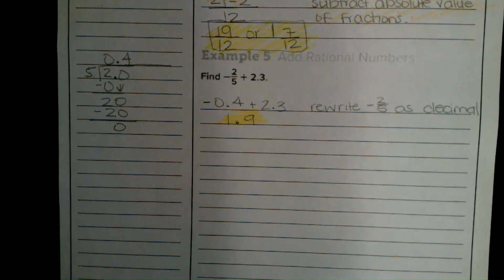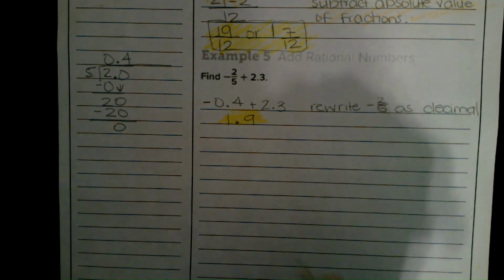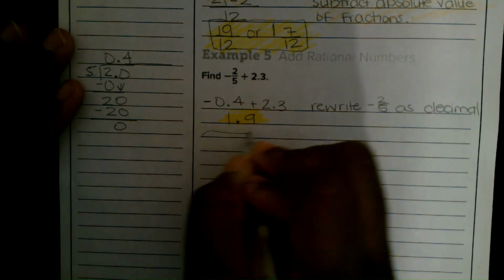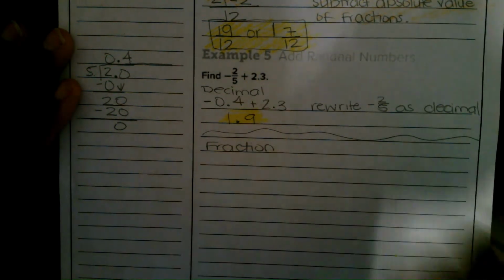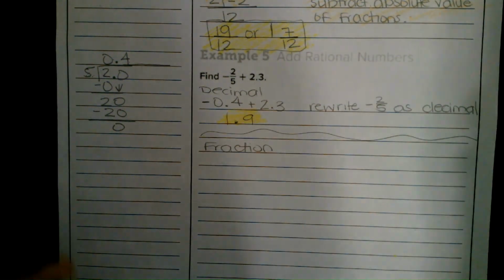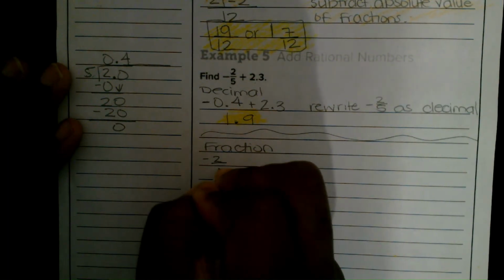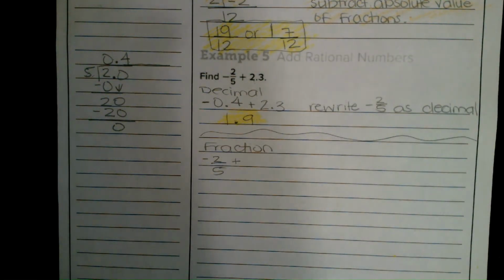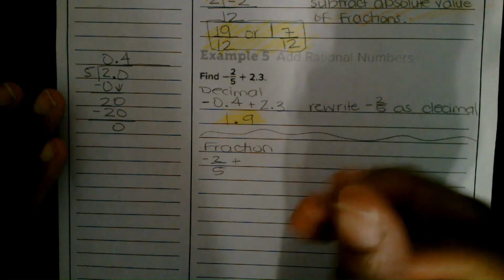So in order to do this as a fraction, the first thing that you are going to need to do is rewrite this. This is as a decimal. Now I'm going to do fraction. First thing you're going to need to do is convert 2.3 into a fraction. So it's important to use place value, so that when you are reading decimals, you are able to convert it to a fraction. So this is 2 3/10.